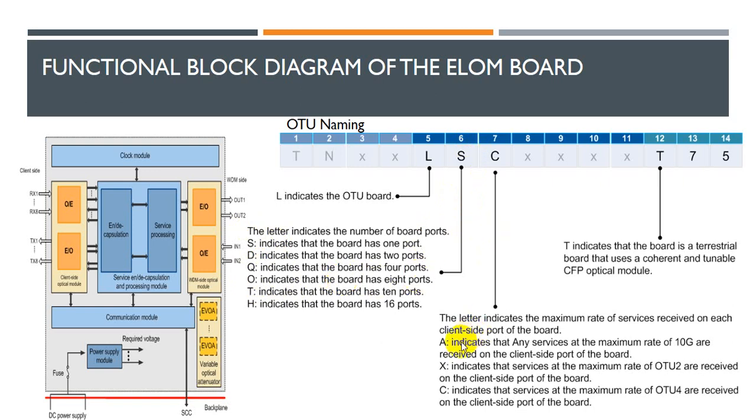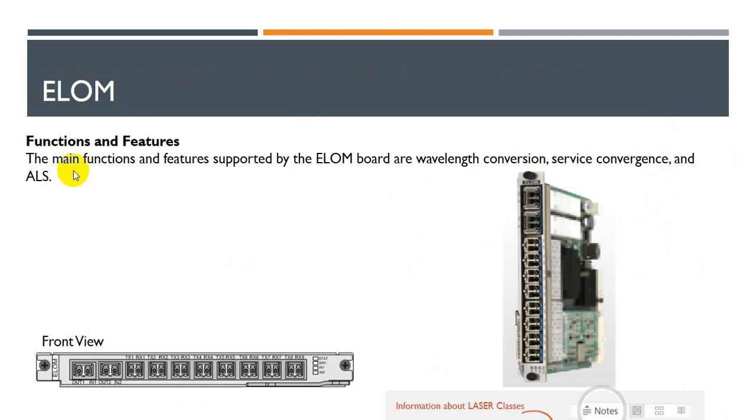Okay, and then there is a C. The meaning of this alphabet: if A, then that is 10G. X indicates OTU2. C indicates service at the maximum rate, OTU4. Okay, so ELOM. Then there is another nomenclature. T indicates terrestrial board, what type of CF we use. So now I go back. The main functions of ELOM are wavelength conversion, service conversion, and ALS.